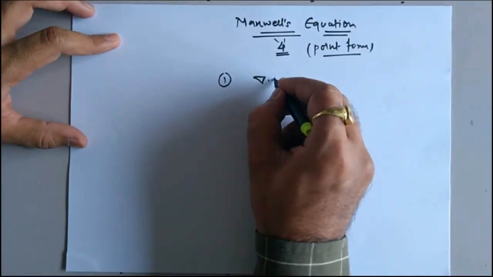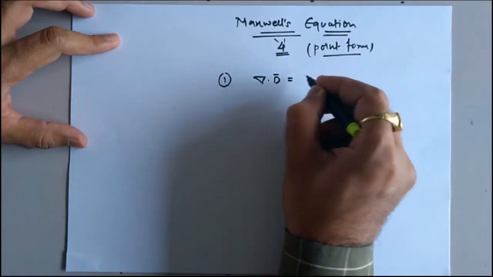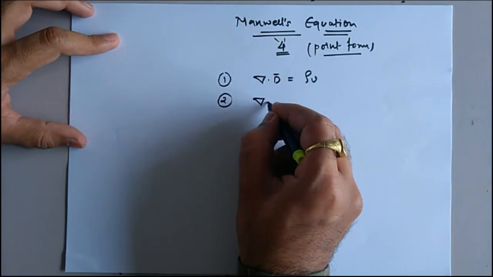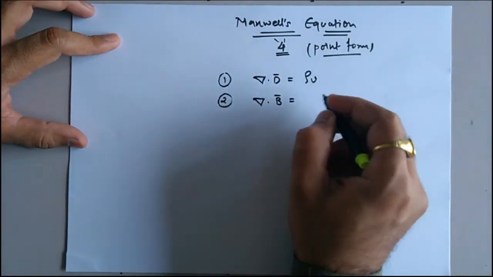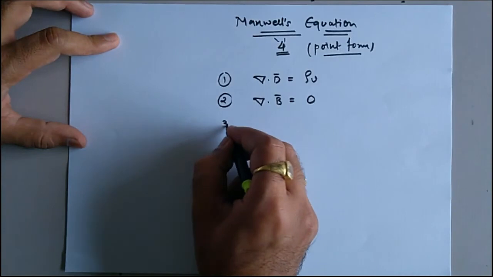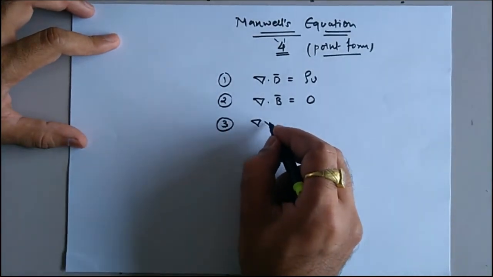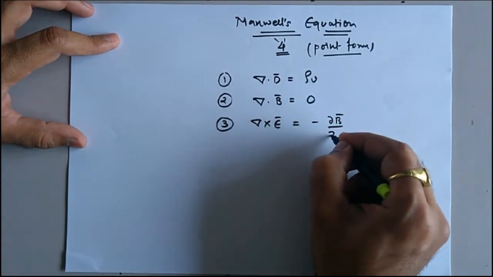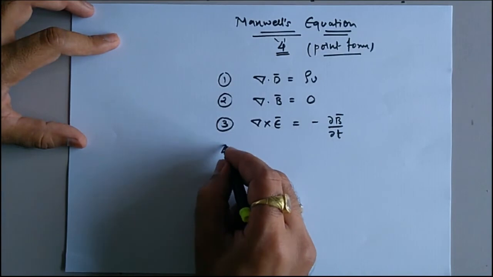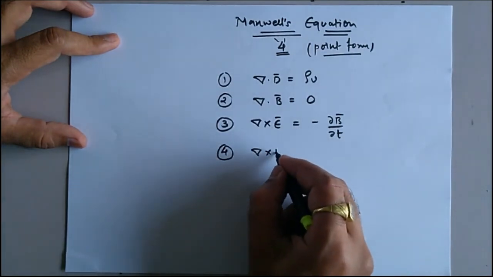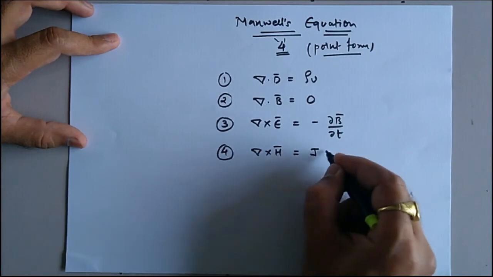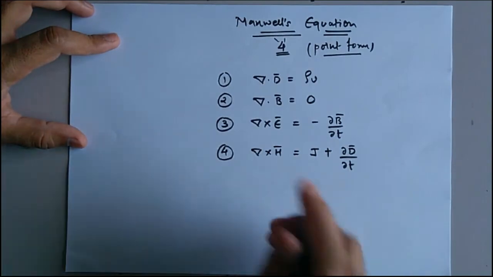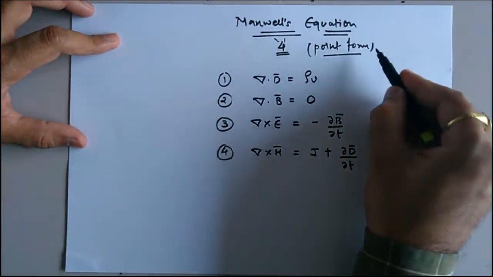The first equation is del dot D bar equals rho v. The second equation is del dot B bar equals 0. The third equation is del cross E bar equals minus dou B bar by dou t. And the fourth equation is del cross H bar equals J plus dou D bar by dou t. These are the 4 Maxwell equations in point form.